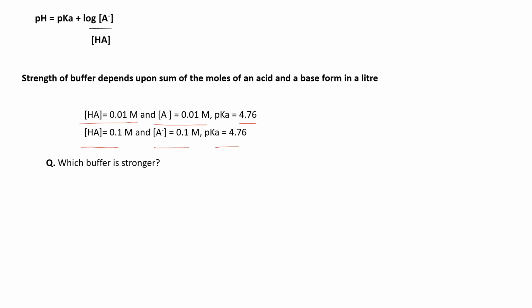Now which buffer is stronger? How will you get it? You will add 0.01 plus 0.01, the sum of the moles of an acid and a base. Here you will add 0.1 plus 0.1. So it is 0.02 here, and 0.2 there. Clear? Which buffer is stronger? The second one compared to the first one. Okay. So strength of buffer depends upon the sum of the moles of an acid and a base formed in a liter.